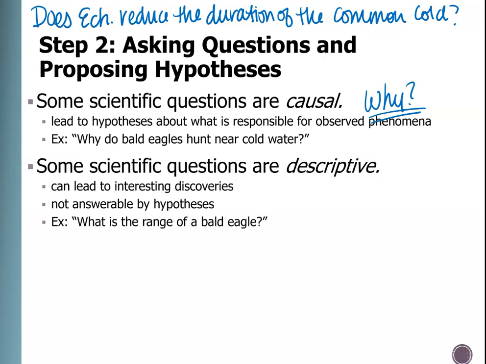So there's a couple of other examples here. Causal, why do bald eagles hunt near cold water? A descriptive question might be, what is the range of a bald eagle, or where are they hunting? So very different types of questions. In general, we are looking for a causal question, and we are going to propose a hypothesis to answer that causal question.